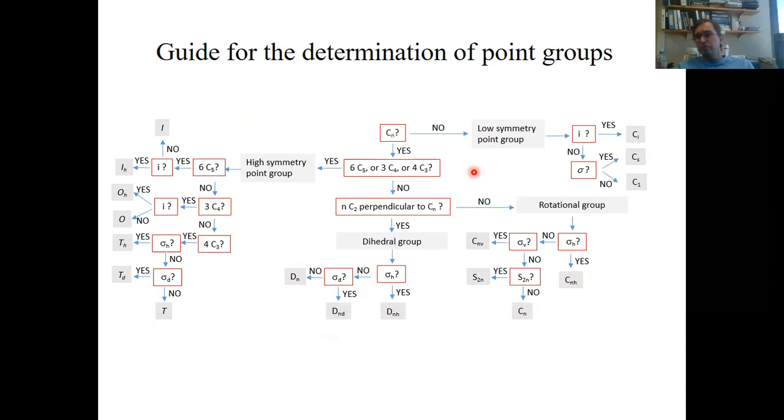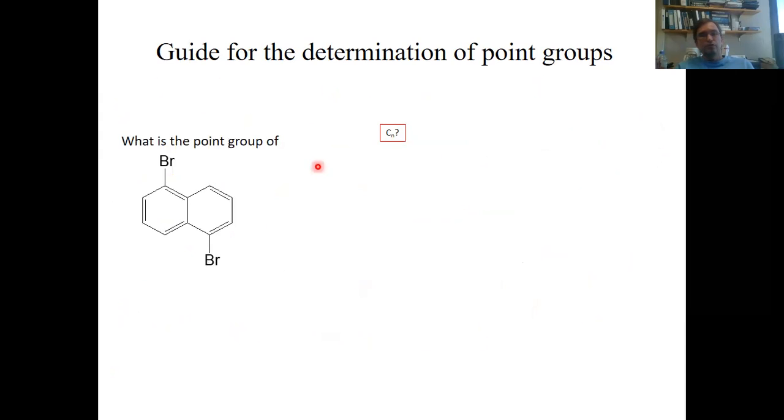Okay, so now let's practice this by one example. For instance, let's look at this molecule here. This is a dibromonaphthalene, not an inorganic compound, but it doesn't matter. Symmetry applies to both inorganic and organic compounds alike. So let us apply our guide. Our guide says, first we need to see if we have a principal axis. So do we have a principal axis of the order Cn? Do we have a proper rotational axis? Can anyone tell me? We can do this example together.